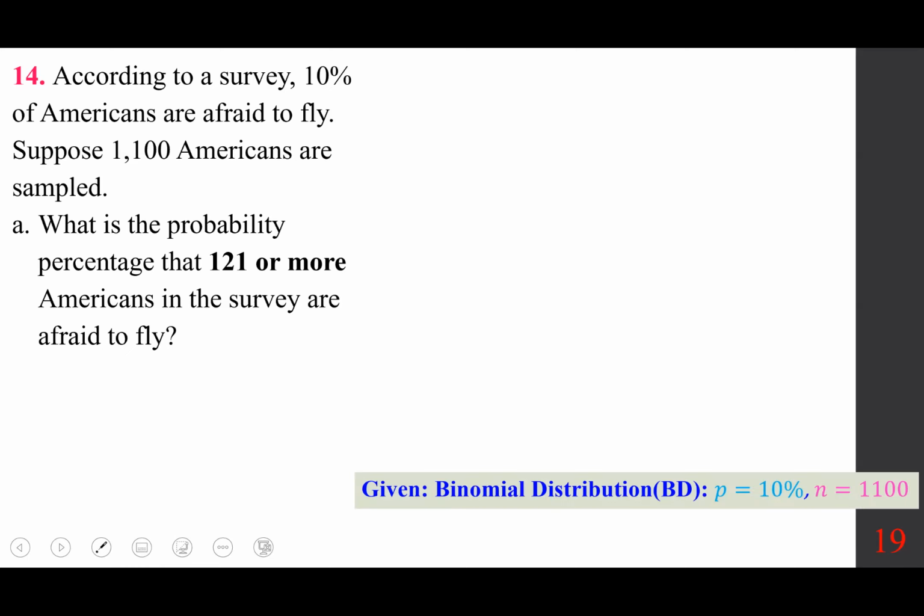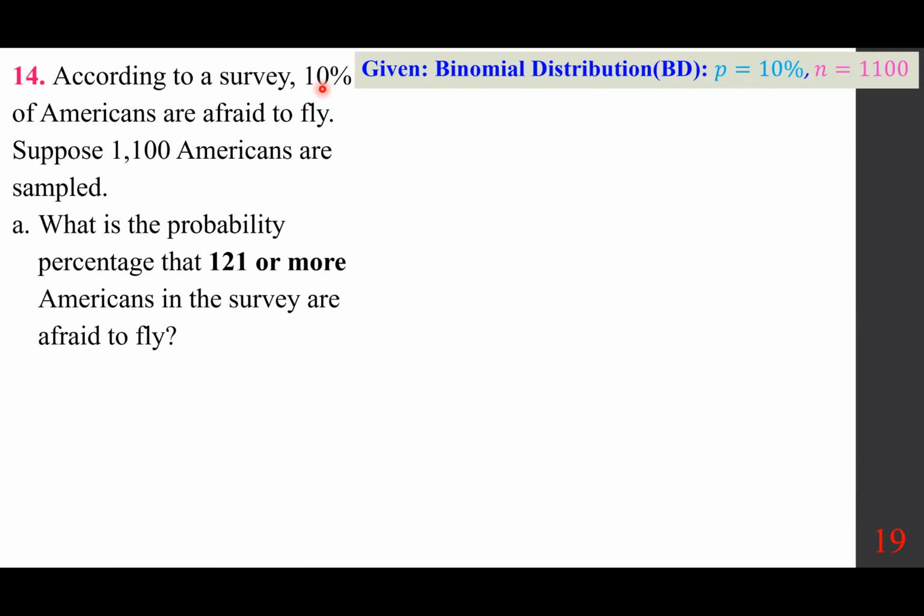Excellent. So let's see what's given. We have P equals 10%, N equals 1,100, X is 121. If we divide it by N, it gives us P hat by definition, which is 0.11. So the probability that P hat is larger than 0.11, it says 121 or more. That means you put the equality sign.